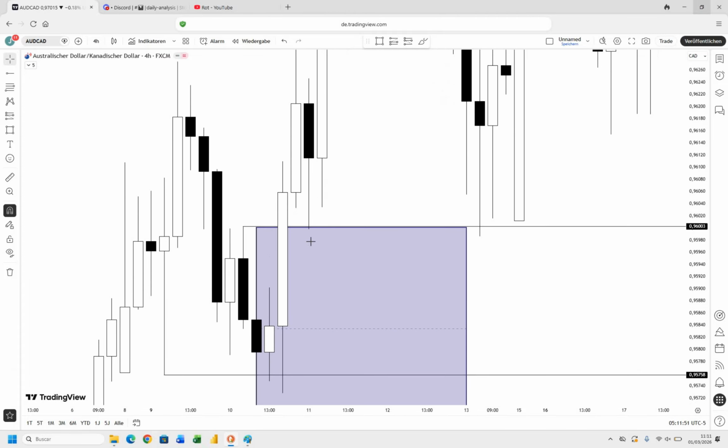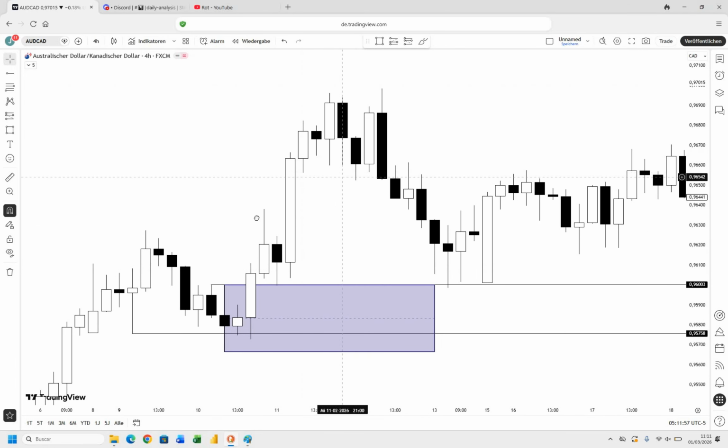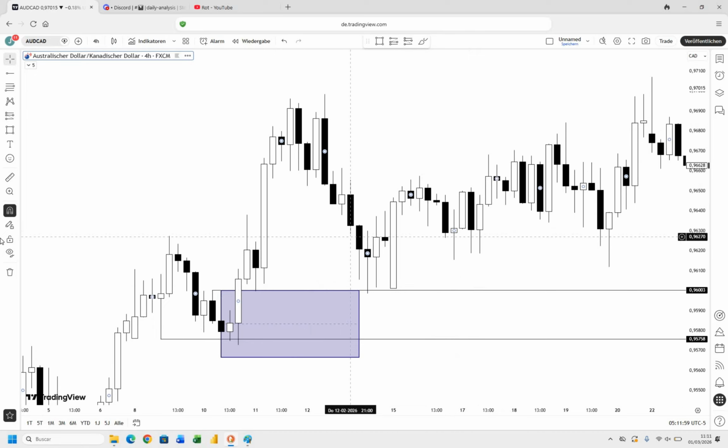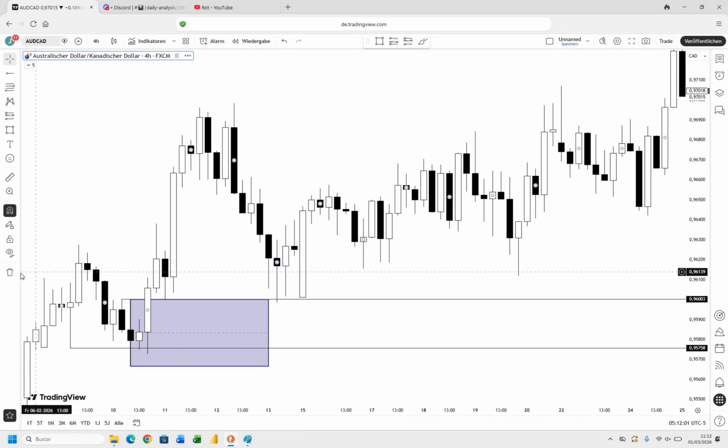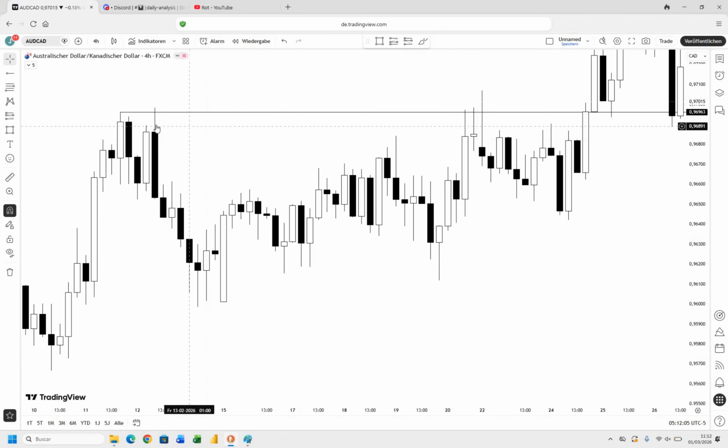Wait, let me zoom it out for you. You see it touched the order block here with this little wick, and then the price continued higher, okay? Then what do we have furthermore? We have a liquidity sweep right now here, okay? Then where do we have break of structure?